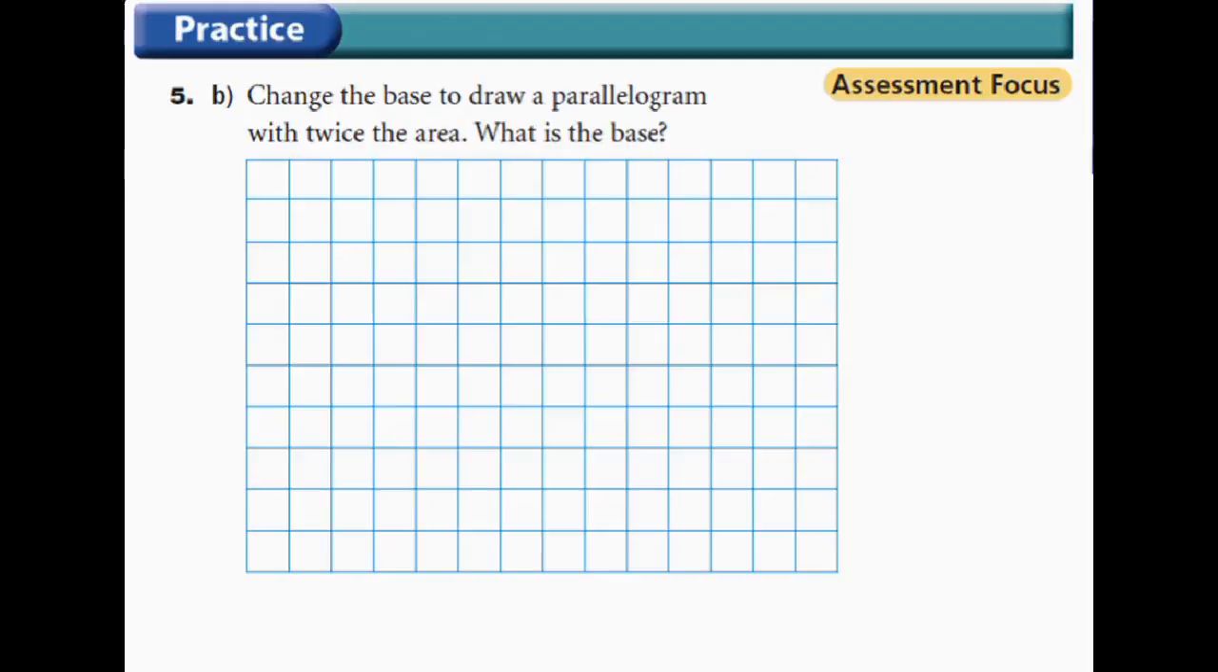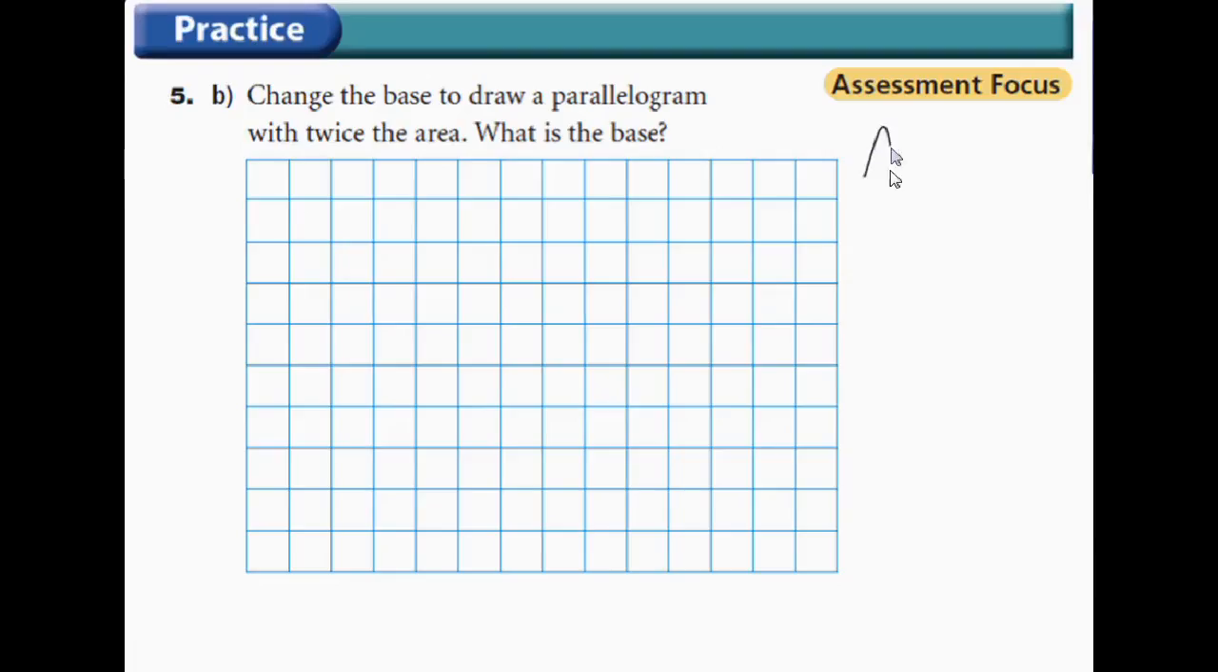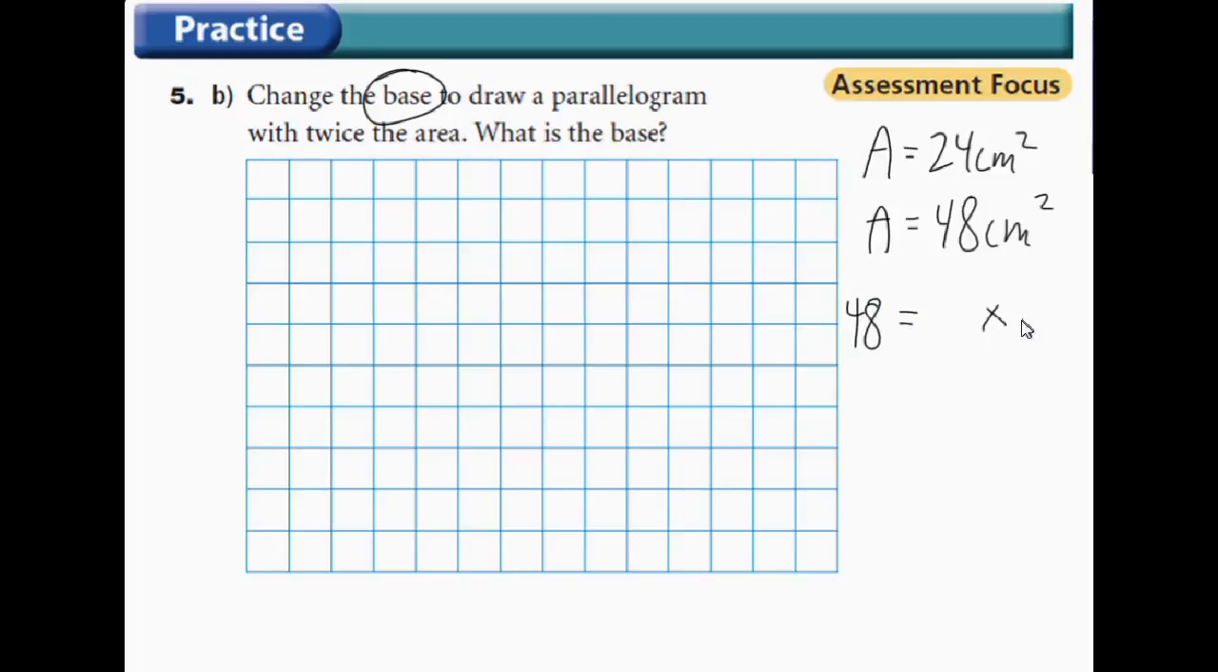Change the base to draw a parallelogram with twice the area. What is the base? Change the base. We want twice the area. So let's take a quick peek back. We had an area of 24 centimeters squared. This question now wants the area to be double, so I'm going to go ahead and double it. And it's saying to just change the base to get that. So then our area is 48, and our height is 4. So what times our height, because our height is 4, that's our h, we need our base to be a number that when multiplied by 4 is going to give us 48. Well, that clearly is going to be 12.